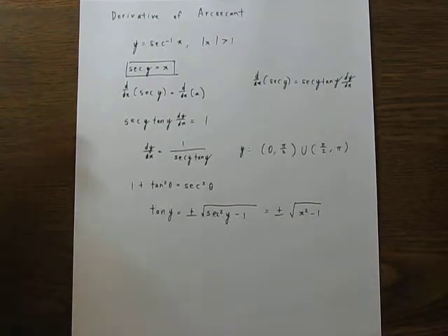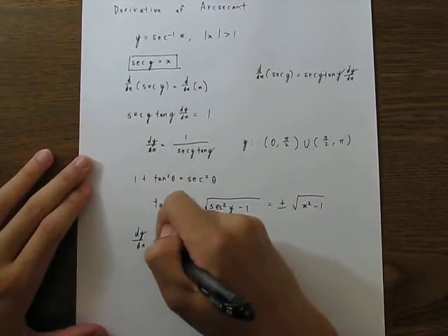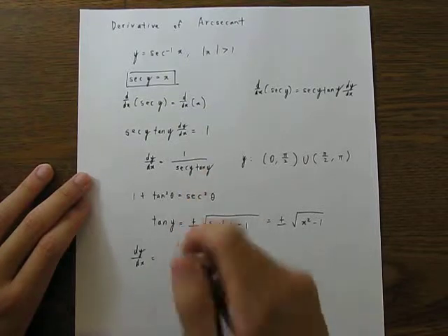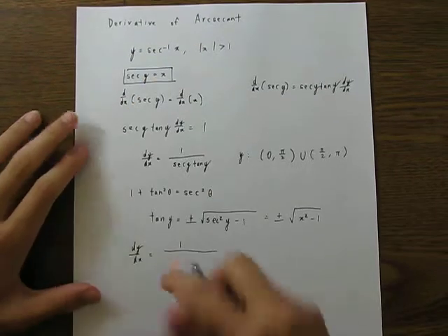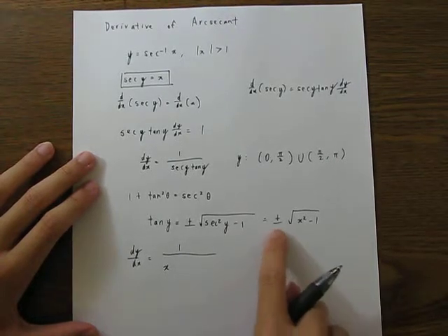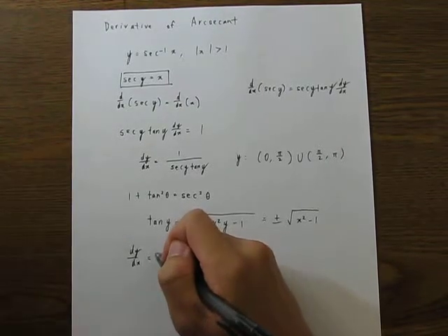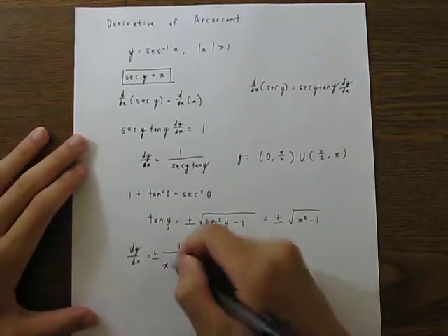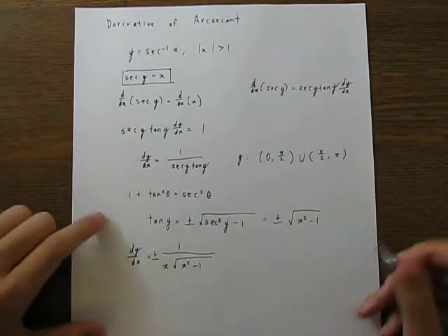So what you end up getting is dy/dx, which is 1 over secant of y times tangent of y. Now your derivative becomes: secant of y gets replaced by x, and tangent of y gets replaced by plus or minus the square root of x squared minus 1. I'm just going to put a plus or minus sign in front to make this easier. And that's your derivative right there.